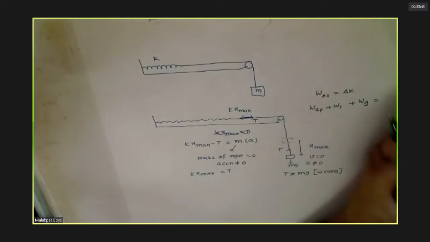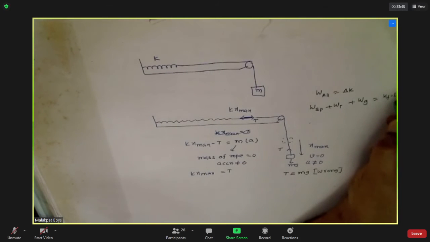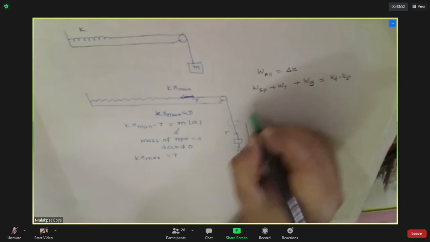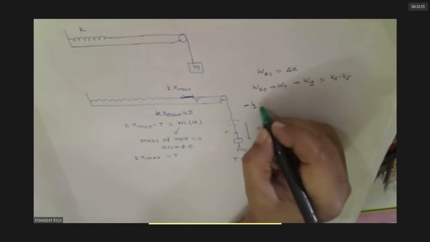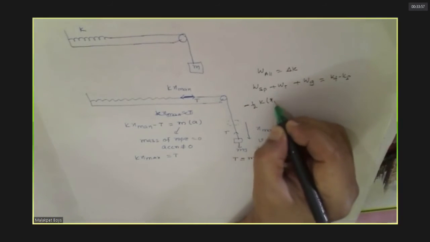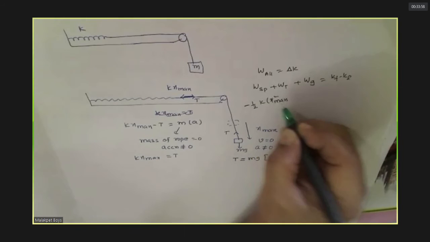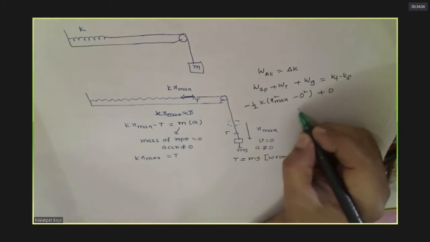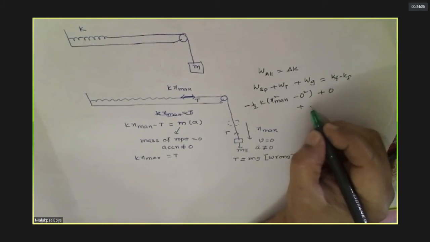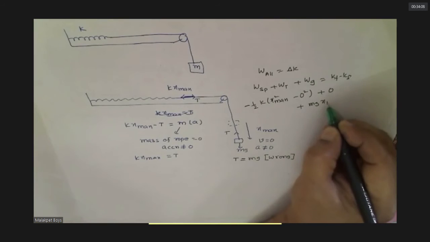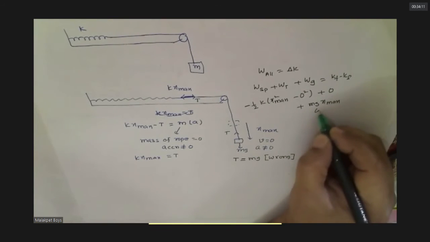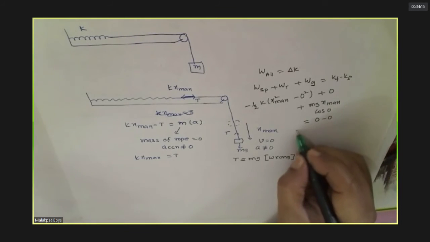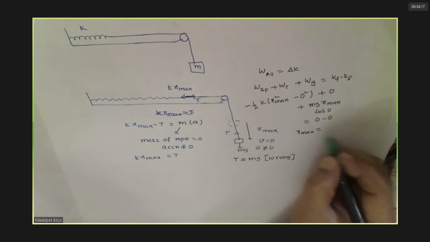Initially, the block is at rest. Are you able to understand? So what is the work done by the spring force? Minus half k, final extension x max minus initial extension 0. Work done by tension in the spring is zero, net work done is zero. Remember that. And mg x max into cos 0, both are in the same direction. Okay, this gives you the result we discussed yesterday.